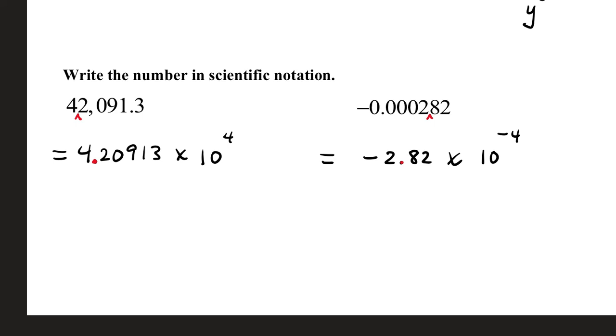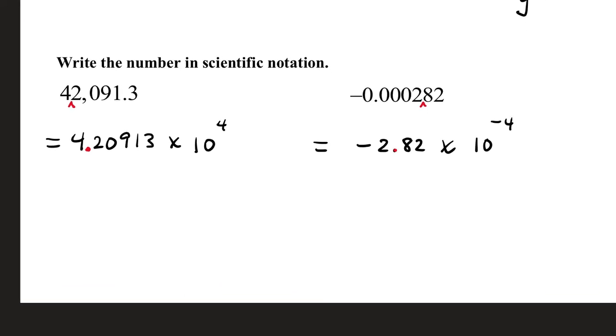Rewrite each number in scientific notation. In the beginning, we have a large number, 42,091 and 3/10. In scientific notation, you want your first number to be between 1 and 10. So in order to make that happen, I need to put a decimal right behind this 4. In order to do that, I have to move this decimal point 4 places. To get the decimal point after it's put behind the 4 back to its original location, I have to move it right 4 spots.